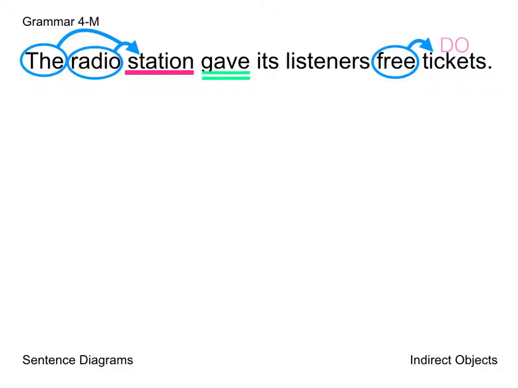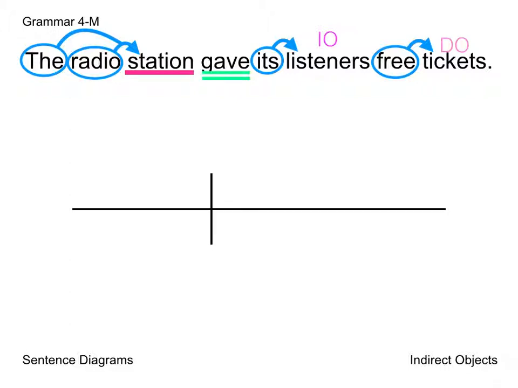Listeners is the indirect object. It is directly receiving the direct object, indirectly receiving the action of this sentence. So we're going to label that IO, and its is a possessive pronoun that is describing listeners. So far, hopefully you're good. The radio station gave to its listeners free tickets, but we're not using it as a prepositional phrase. Instead, we're using listeners as an indirect object. So now we can start our diagram.